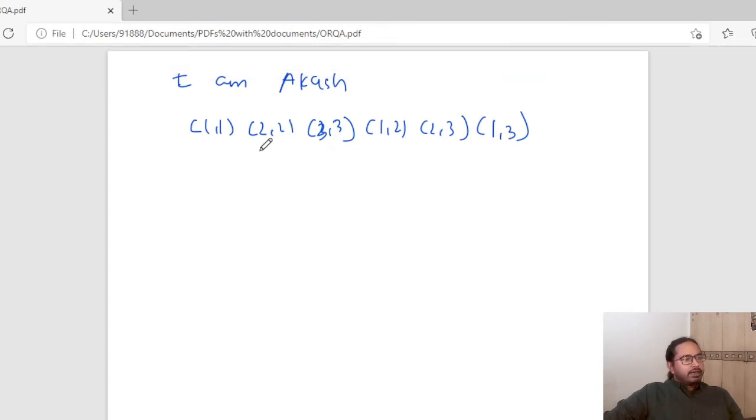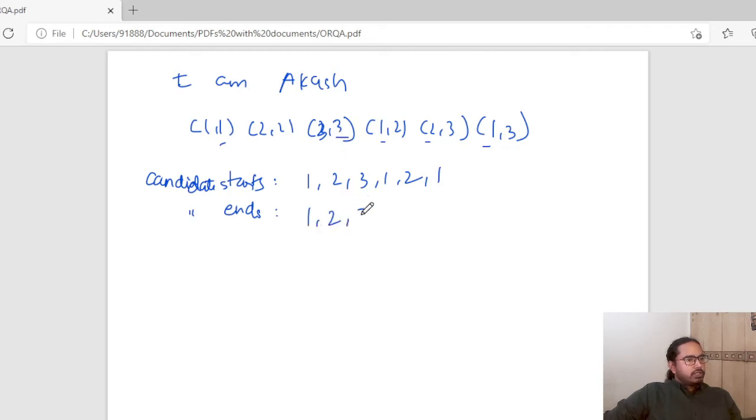So what we do is we create a tensor which we call candidate starts and candidate ends, which basically shows what are the possible values of the start tokens and what are the possible values of the end tokens. So this will be 1, 2, 3, 1, 2, 1, and for the possible ends it will be 1, 2, 3, 2, 3, 3.